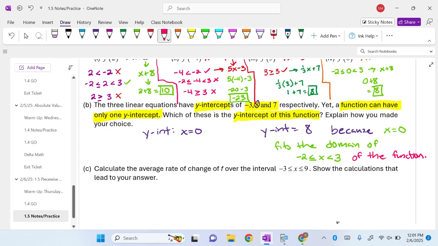So if you graphed x plus 8 just by itself, you would have a y-intercept of 8. All right. So for this piecewise function, the y-intercept is wherever 0 as an x value fits the domain. That's the function that you would use to find the y-intercept. Does that make sense?